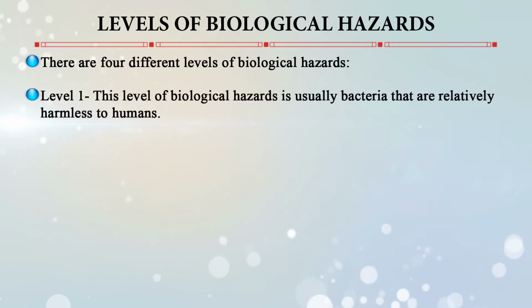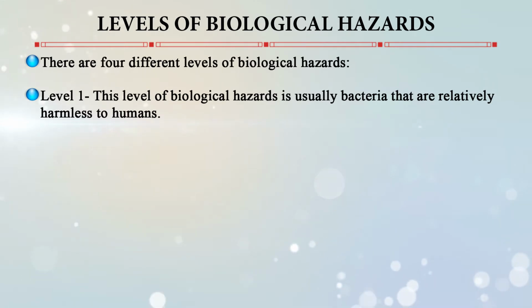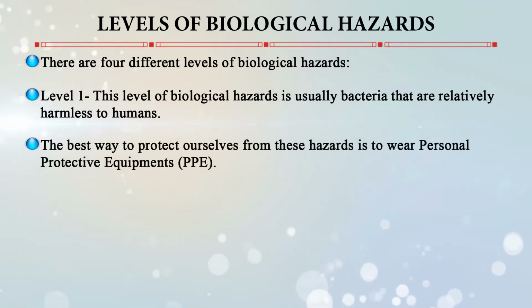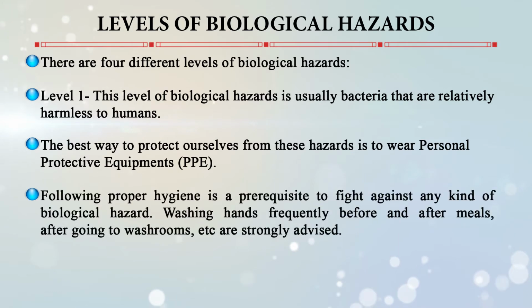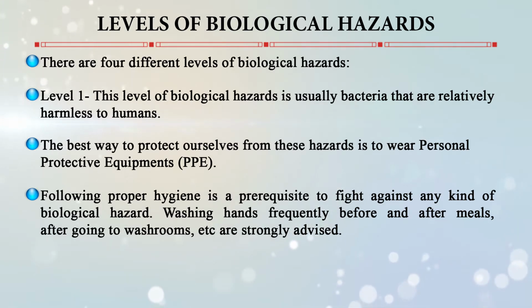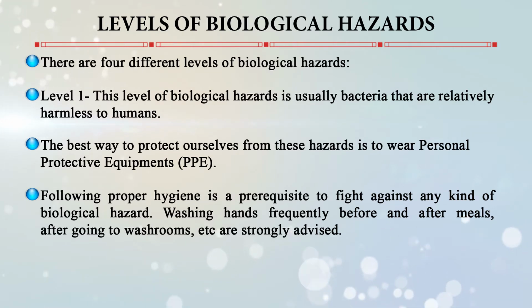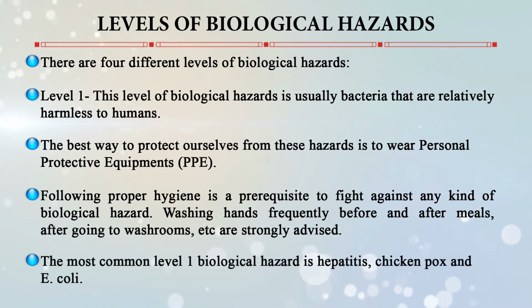Level 1. This level is usually bacteria that are relatively harmless to humans. The best way to protect ourselves from this is by wearing personal protective equipment. Following proper hygiene is also a prerequisite to fight against any kind of biological hazard. Washing hands frequently before and after meals and after going to the washroom are some protective things that we can take for ourselves. The most common level 1 biological hazards are, for example, hepatitis, chickenpox and also E. coli.